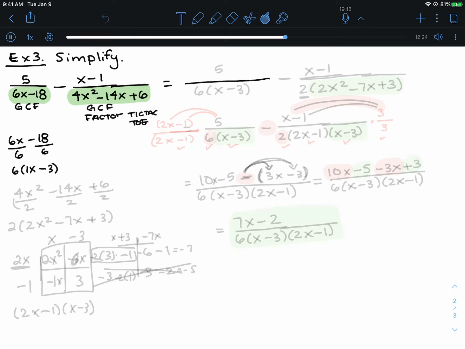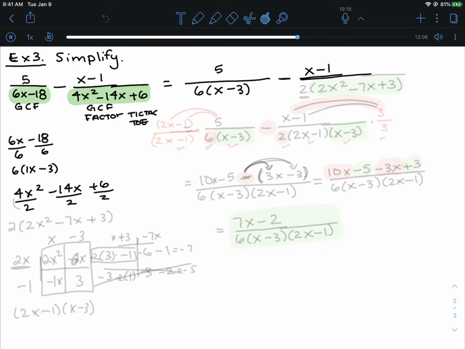So my first fraction is now going to be 5 divided by 6 parentheses x minus 3. Minus the second fraction. Well, can I do anything to that x minus 1? Not really, so it's just going to stay as an x minus 1. Okay, but now over here for this 4x squared minus 14x plus 6, they all have a common factor. 4, 14, and 6 are all divisible by 2.